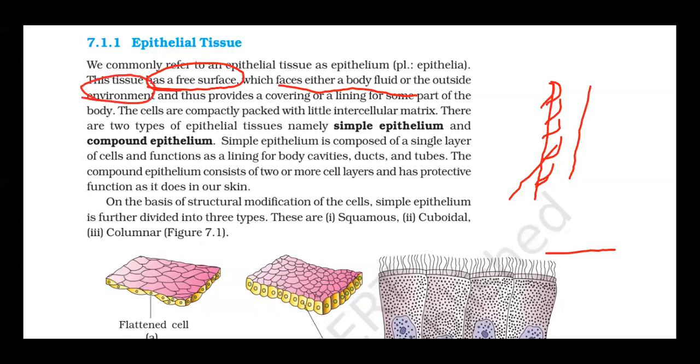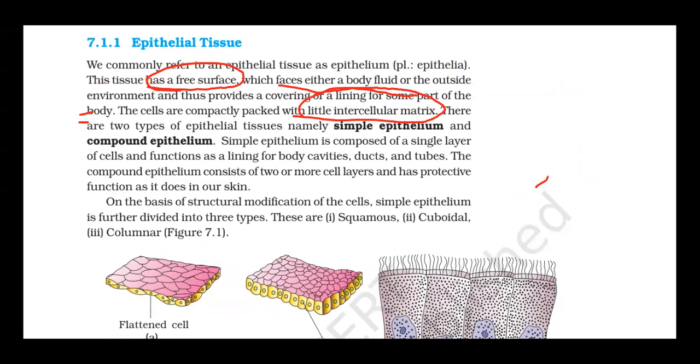Thus they provide a covering or lining for some parts of the body. So this lining is very important. The cells are compactly packed with little intercellular matrix. This is the second important point you should note. The first point is they have a free surface area, so note this point first. Second, there is little intercellular matrix.